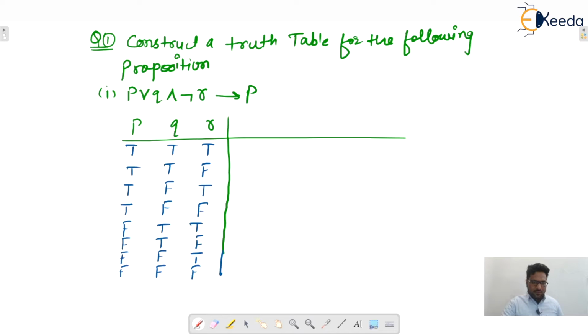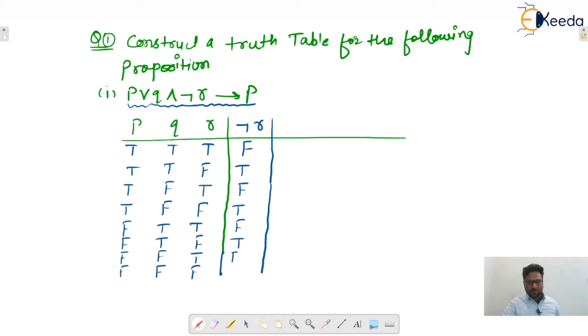In this logical expression, we evaluate according to the priorities. Out of these operators, the highest priority is for negation, so find the negation of R. Negation of R means if the value of R is true, then it becomes false, and if it is false, then it becomes true, and so on.